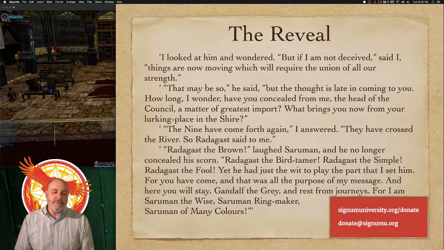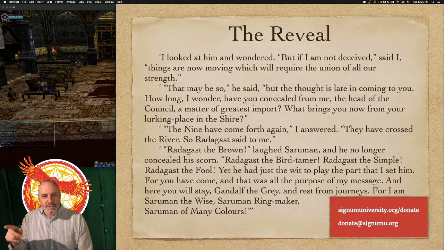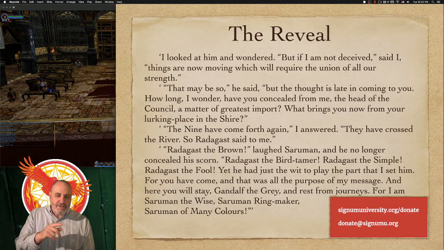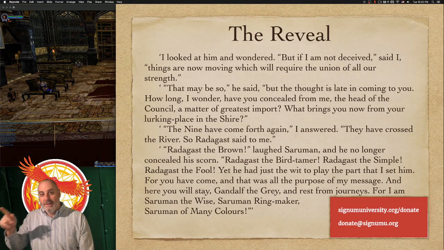Because now he is going to retire from being the Grey. One way or another, Gandalf will not be the Grey anymore, as far as Saruman is concerned, right? Either he's going to change his color and join with Saruman, or he is going to be deprived of his color. But one way or another, he is going to rest from journeys. "For I am Saruman the Wise, Saruman Ringmaker, Saruman of many colors." And this is the point that Matt was making before, that when he gives his own titles, he reverses the progression, right? Brown, bird tamer, simple, fool. And with himself, he starts with wise, ringmaker, many colors.